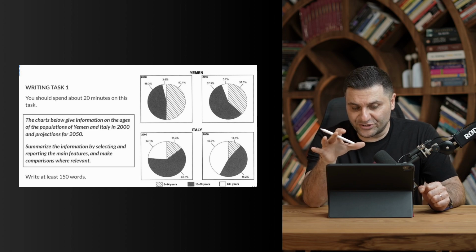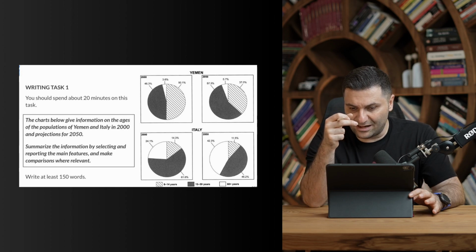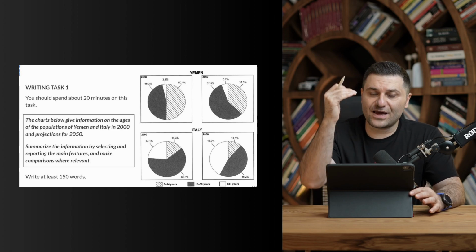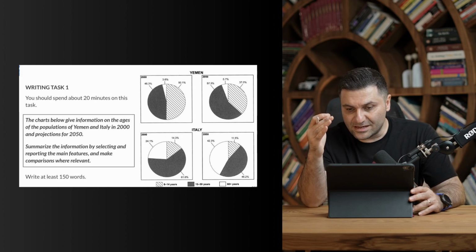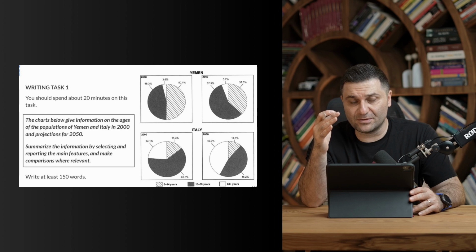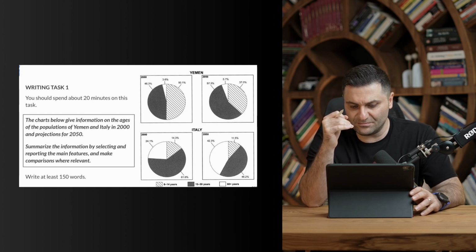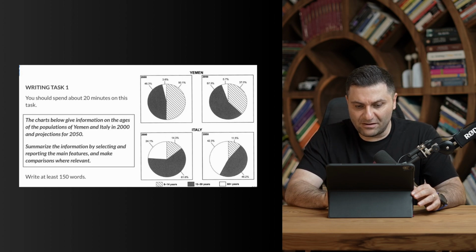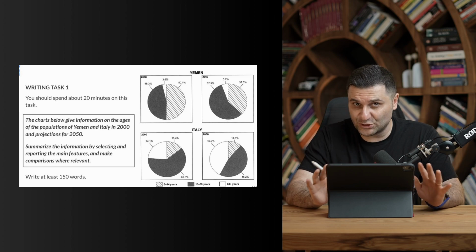First of all, read the question. The chart below gives information on the ages of the populations of Yemen and Italy in 2000 and projections for 2050. Again, we have Yemen in 2000 and Italy in 2000, and the projections about Yemen in 2050 and Italy. So it seems that our overview paragraph will be a little longer, all right, because we have so much data here.